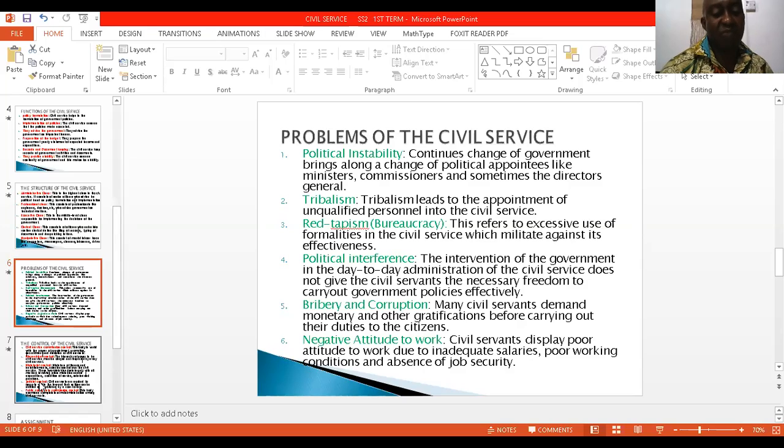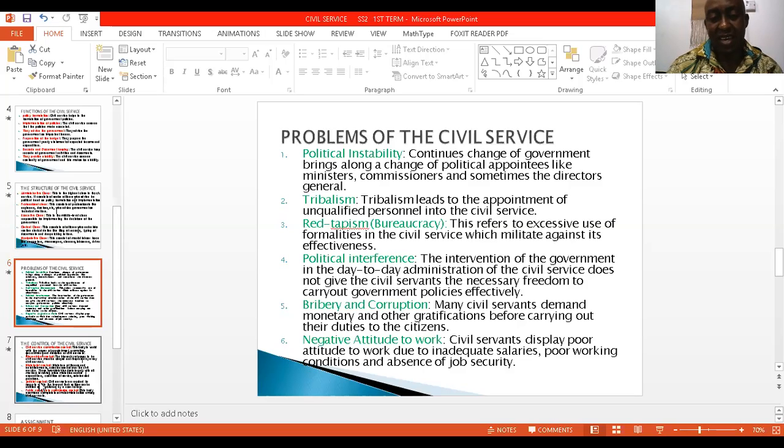We discussed bribery and corruption. Most of you know much about bribery and corruption. Political instability, that's instability, and we discussed something about it. You get to know much. We have negative attitude to work, and so on and so forth. There are many. You can mention one again.